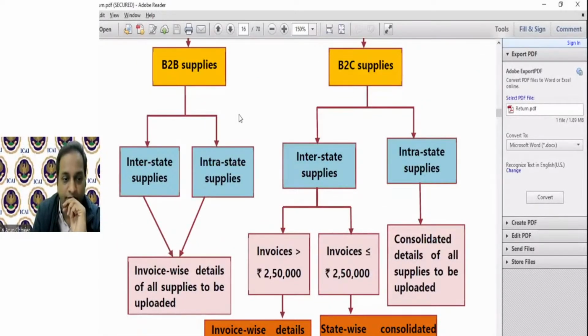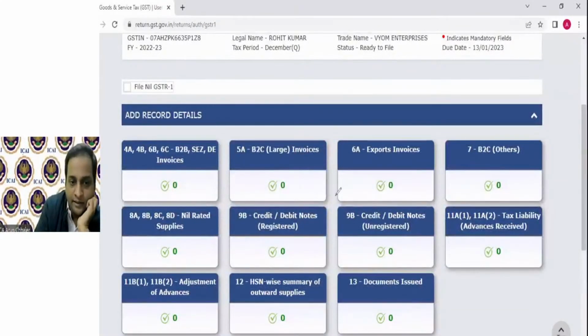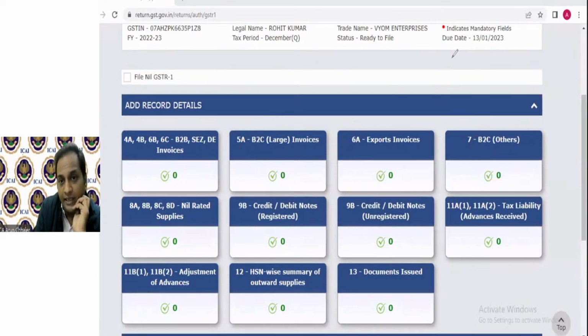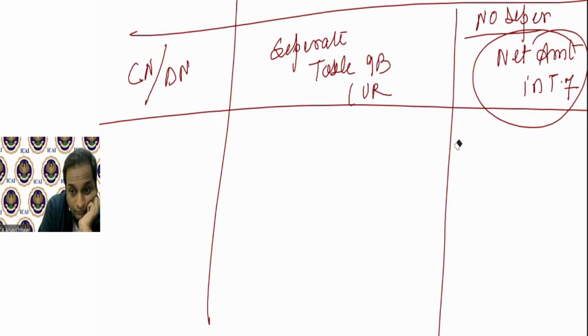Now moving to the GSTR1 again. The difference between table 5A and table 7 is clear to all. Oh yeah, I can add one more difference. What is that? Amendment.